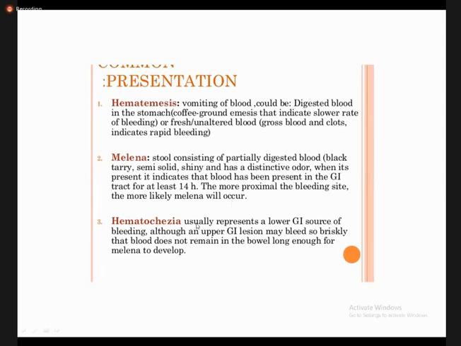Then the third type is hematochezia. So hematochezia, if there is fresh blood from the lower GI, it is called hematochezia. It is usually the lower GI, but if upper GI bleeding is so massive that blood does not remain in the bowel, so it takes less than 14 hours, it does not have time to become melanotic, and it passes through the anal canal as fresh red blood. So these are the three types of bleeding which we commonly see with the gut.